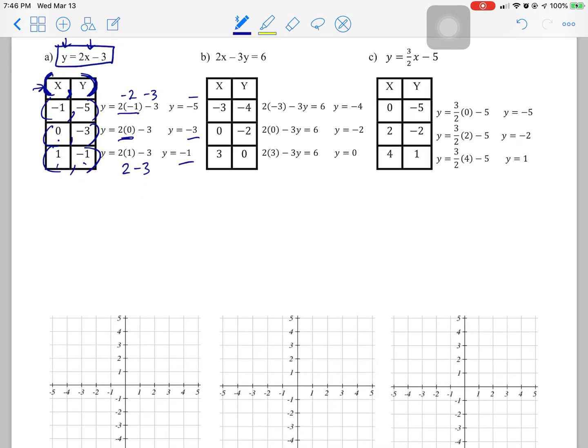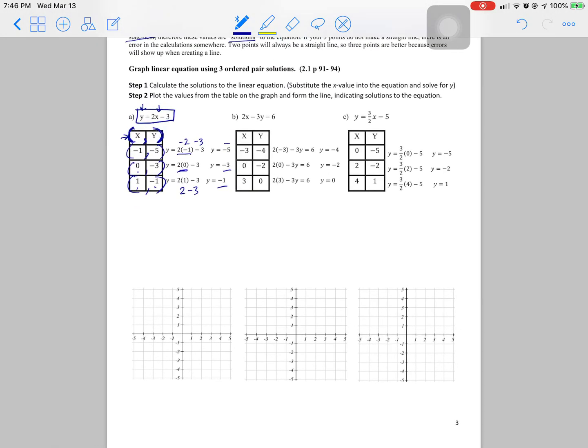Let's go down to the graph for a minute. Those points can be put on there. Where is -1, -5? That's right there. 0, -3. 1, -1. There's my 3 points. That makes a line. That is this linear equation. So this is the graphic representation of this linear equation.